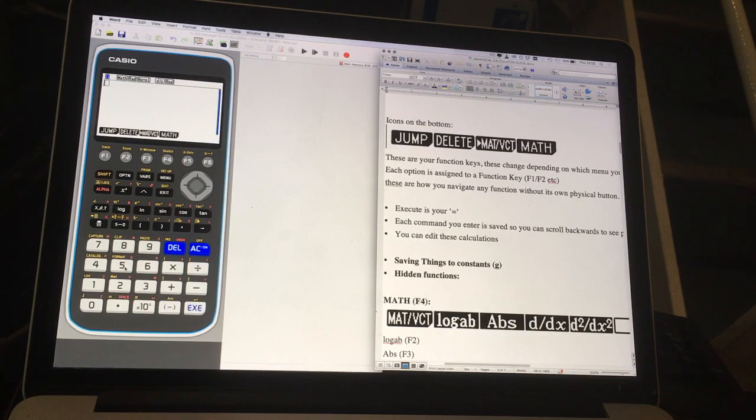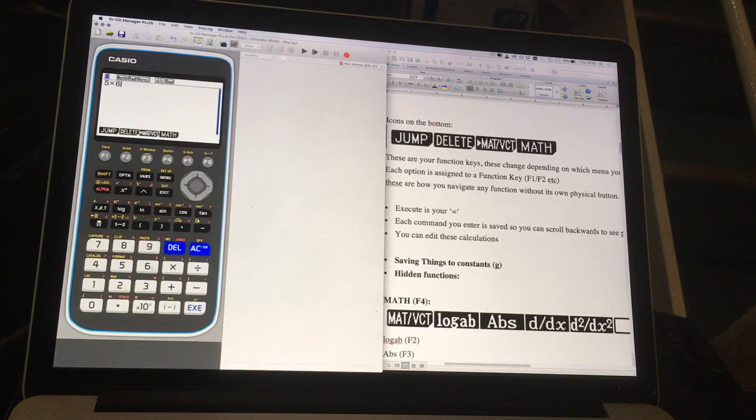When you do some calculations, if I do, I don't know, 5 times 6, just do a few calculations, 3 plus 2. You can see it saves all your old calculations. So that might be annoying or it might be useful depending what you're doing, but you can scroll back and see what you've done so far. You can also scroll up and edit things. So say I wanted to change this calculation, I can then go in, delete a bit of it, redo it, a different number, and recalculate it.